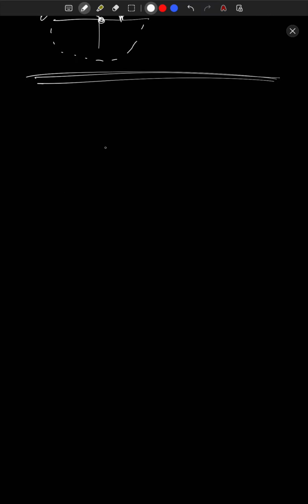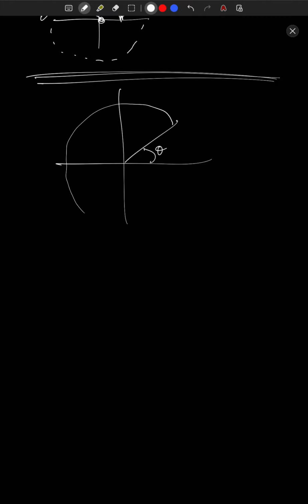Okay, so what is our new definition? Well, let's start with an angle like this in standard position. Let me draw a circle like this.